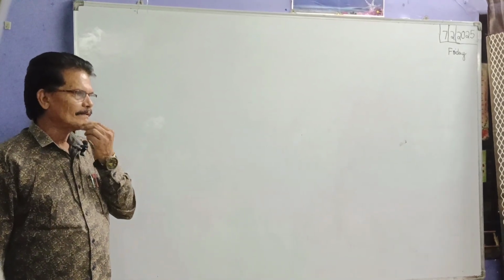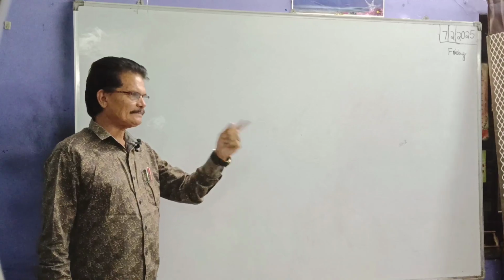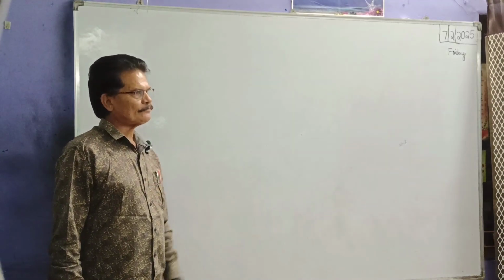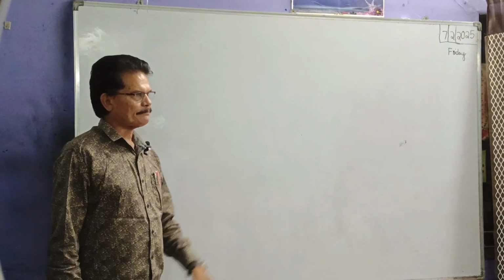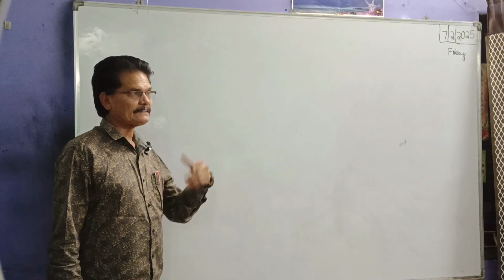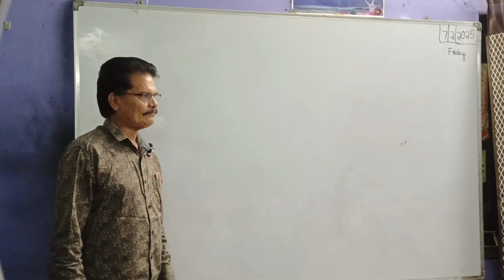Okay. Now Mr. Junaid will tell us about the identities of trigonometry. Already I have completed this chapter. Trigonometry. What is the chapter number? 11. And what is the 12th chapter?